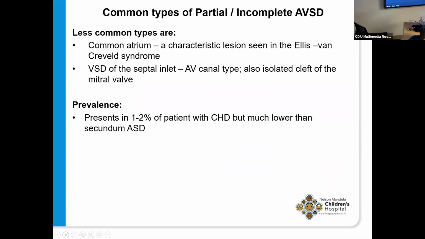And then for the partial or incomplete, there are less common types: the common atrium, a characteristic lesion seen in Ellis-van Creveld syndrome, and the VSD on the septal inlet, which is the AV canal, also isolated cleft of the mitral valve. Then they say the prevalence is seen in 1 to 2 percent of patients with congenital heart disease, but is much lower than the secundum atrial septal defect.